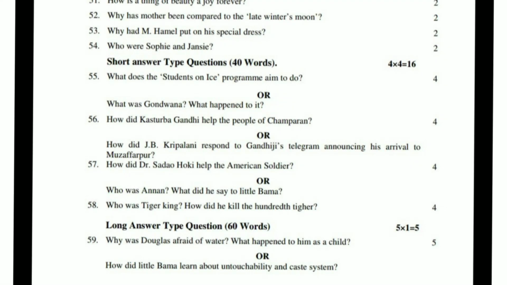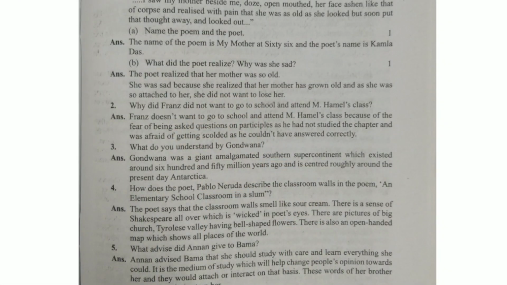Okay, the short answer type questions, which are 40 words, 4 into 4: there are 4 questions and 4 marks each. Now here you have a lot of options. First you have, what does the Students on Ice program aim to do? Now from every chapter, 2 questions are being asked, so you can answer anything. Students on Ice program, what was its aim, and what was Gondwana, what happened to it? I think it's there in your model paper. You see page number 49, it's there.